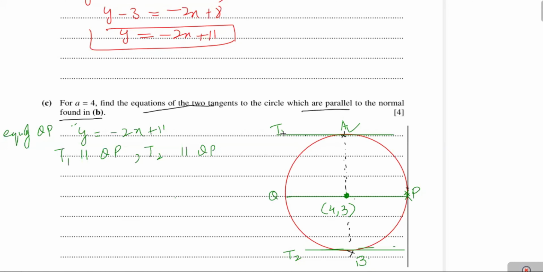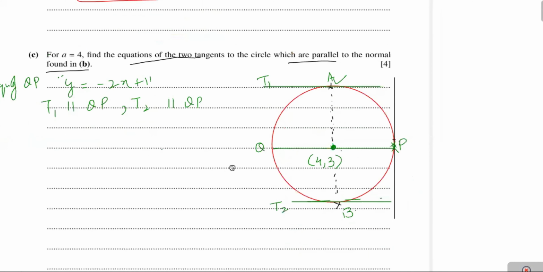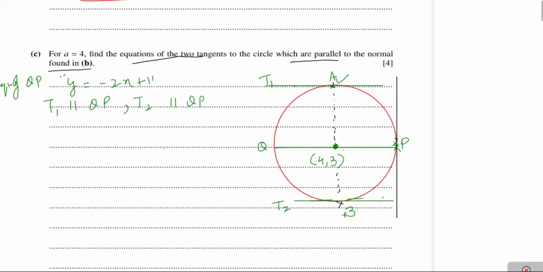Now to find these two equations of line, firstly we have the equation of diameter, and this is the diameter AB. Now the equation of diameter AB will be y minus y1 equal to m into x minus x1. This is the point through which the diameter passes, so y minus 3 is equal to m into x minus 4.